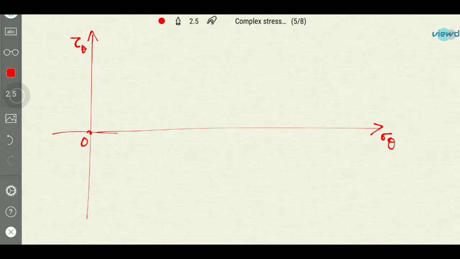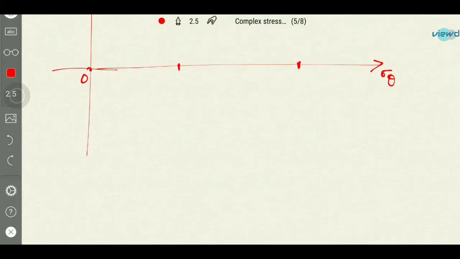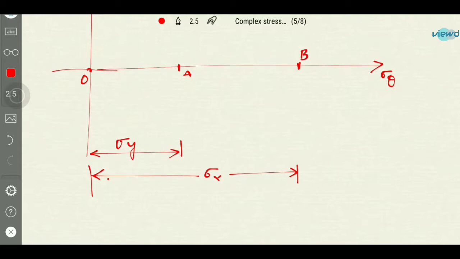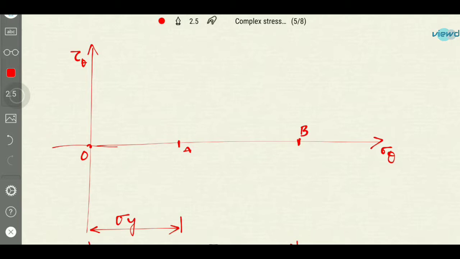And next we need to plot a point taking sigma x. Sigma x is greater than sigma y. Let us say sigma x is somewhere here. Sigma x, which means it is on the normal stress line, and there is another point which is sigma y, which is less than sigma x. So first is sigma x. This is sigma x, and this is sigma y. And let us say this is the point A, this is the point B, and after that it is acting with a shear stress of tau xy.